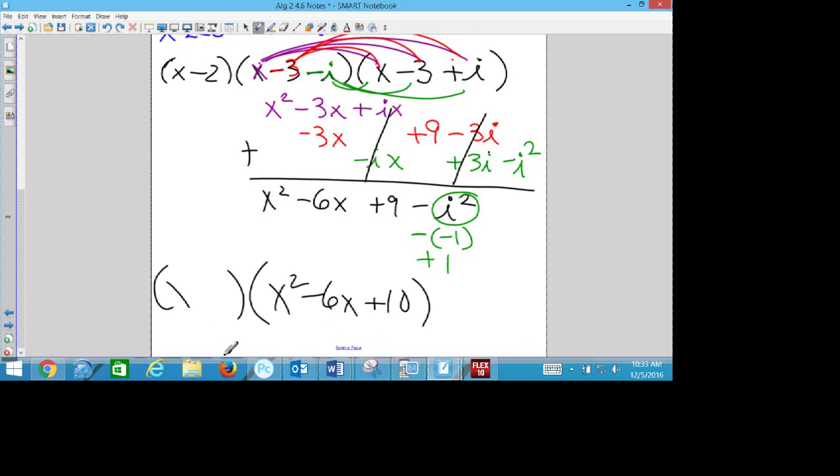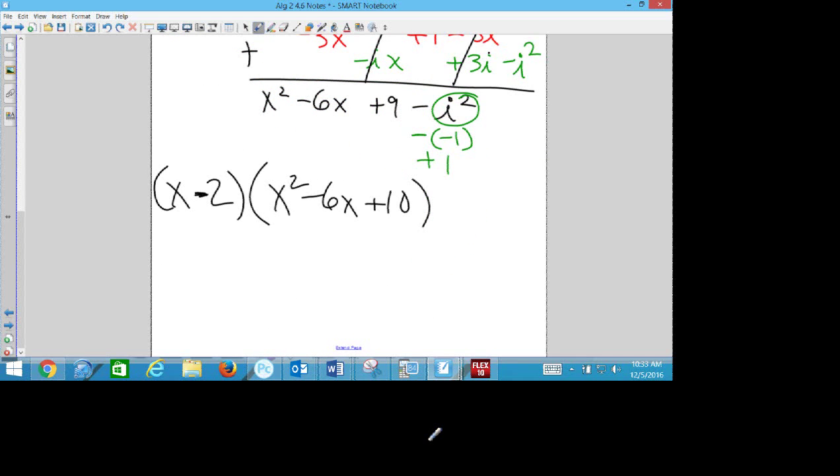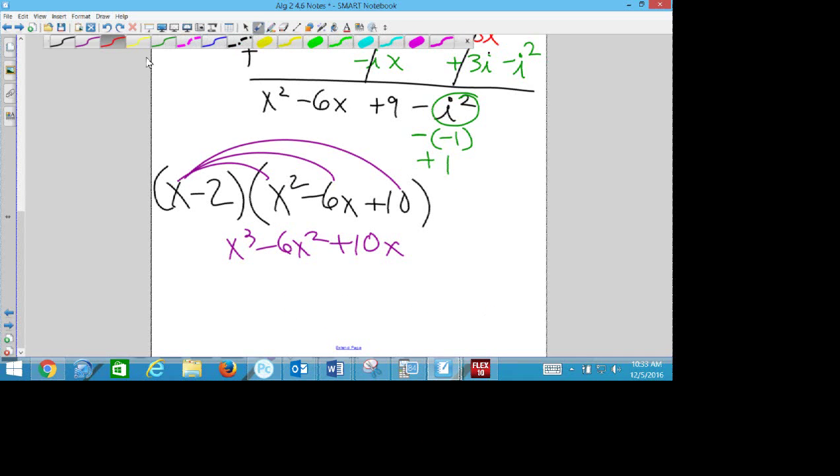But are we done yet? No. But what's nice is once you multiply together the two that have the imaginary numbers, all the i's should be gone. They disappear, right? So then we're going to distribute the other factor from earlier. I'm going to multiply the x times everything first, and multiply the minus 2 times everything.